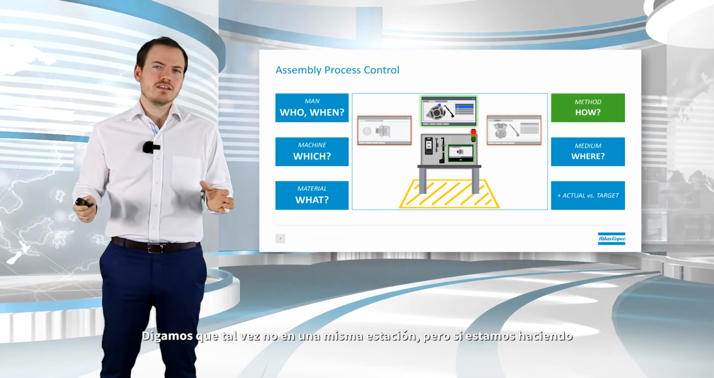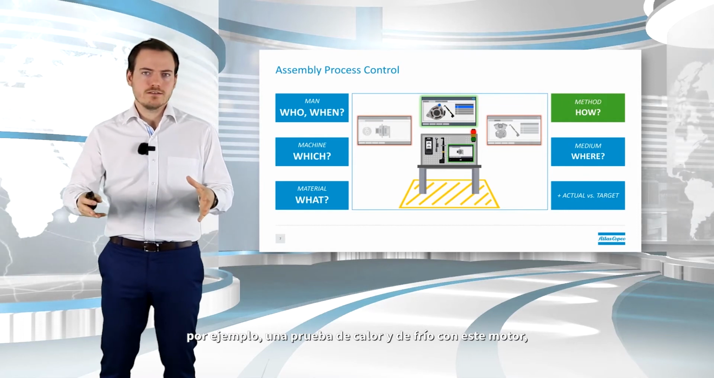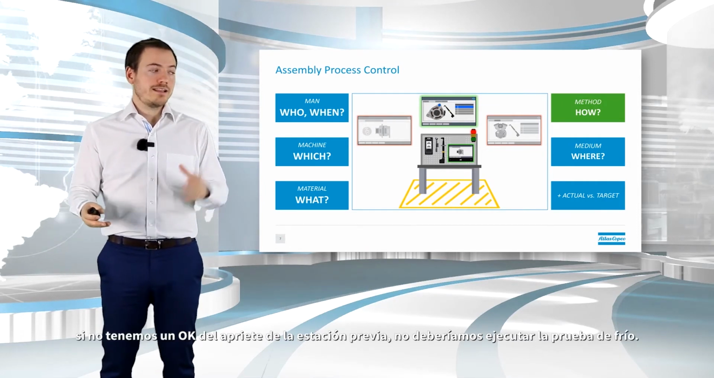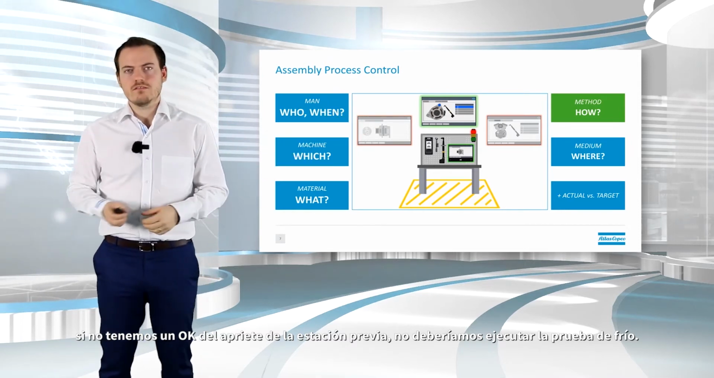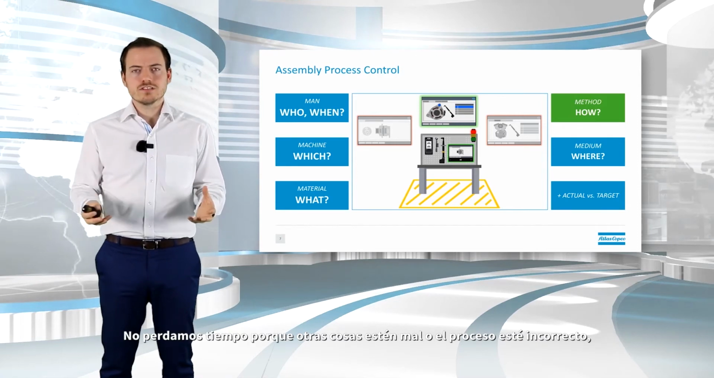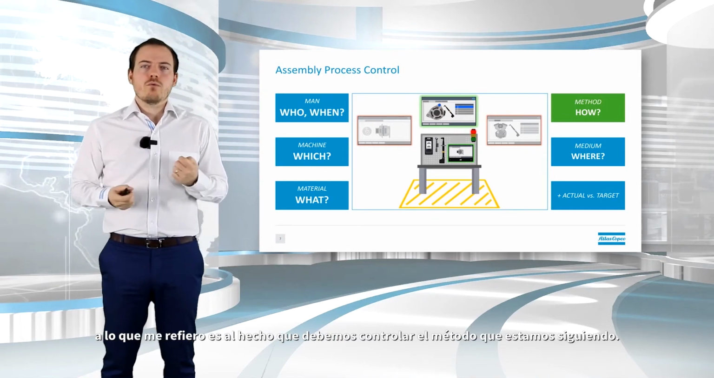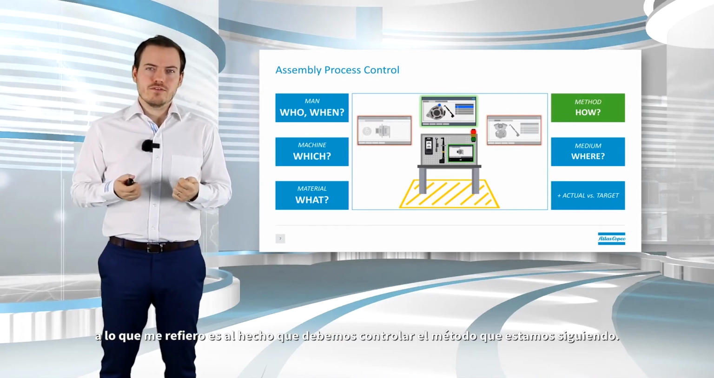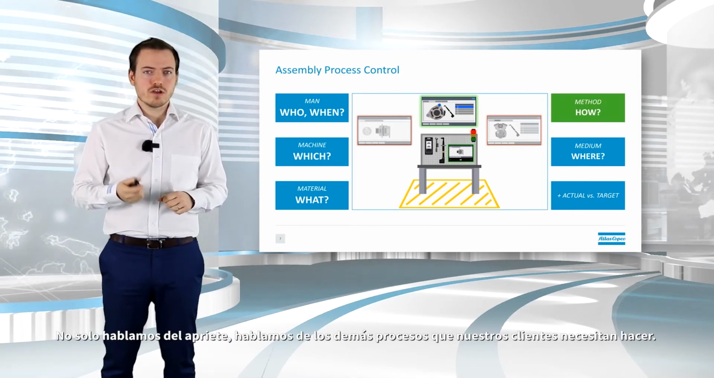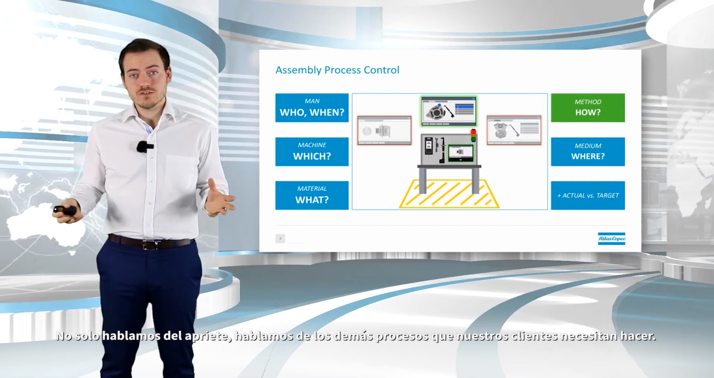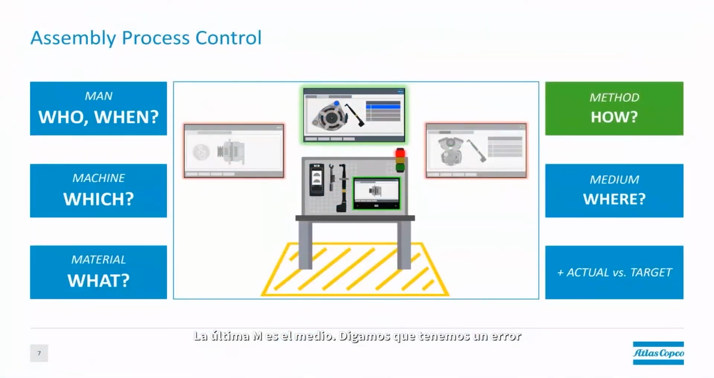Or let's say, maybe not in the same station, we are doing, for example, a hot test or a cold test on this engine, and we don't have an OK on the tightening of the previous station. Then we shouldn't be able to run the cold test. Let's not lose time because that other process was wrong. So that's what I'm referring to when we really control the method, that we are sequencing. And remember, this is not only about tightening. We're talking about other processes that our customers need to do, and we want to control and interlink them all together. Finally, the last M is the medium.